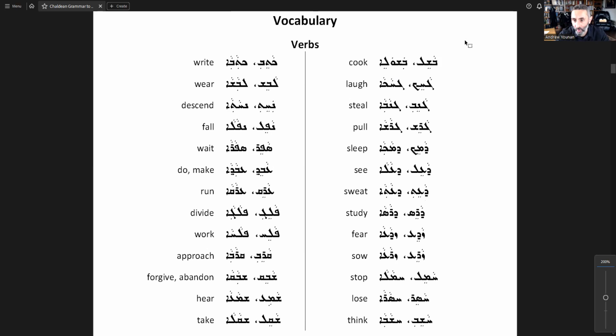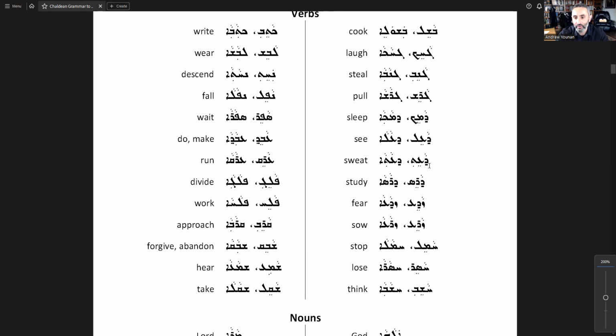Damach, dmacha. By the way, all these can fit into the patterns that you learned earlier. And that's going to be part of your homework, is to take some new ones and to put them into those patterns to practice how the patterns work. Damach, dmacha, to sleep. Da'al, da'ala, to see. Da'ith, da'atha, to sweat. Daris, drasa, to study. They can also say darish, drasha. That's another way to say this.